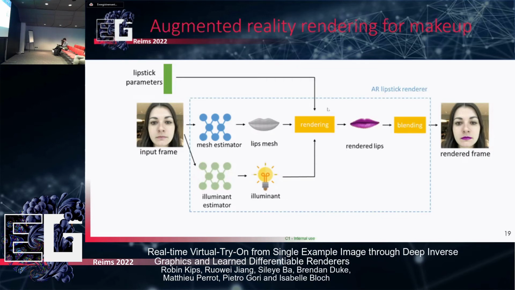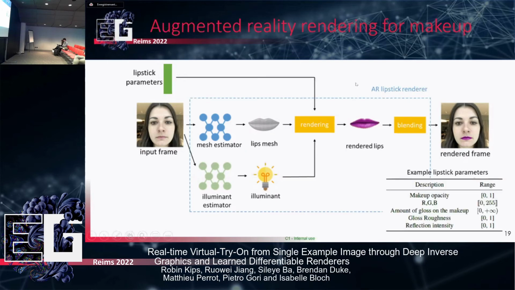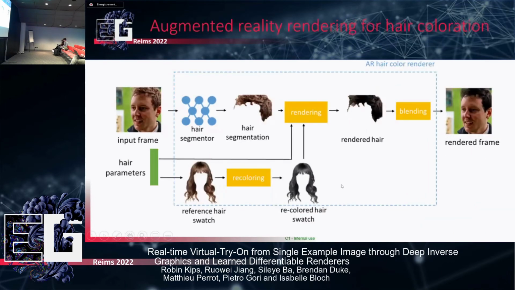So this is the pipeline for lipstick, and the parameters of the lipstick that you have there could be the makeup opacity, the makeup color, so the RGB, the amount of gloss of the makeup, and also the gloss roughness and some reflection intensity. This is the type of parameters that we have for lipstick. We have a similar pipeline for hair coloration.